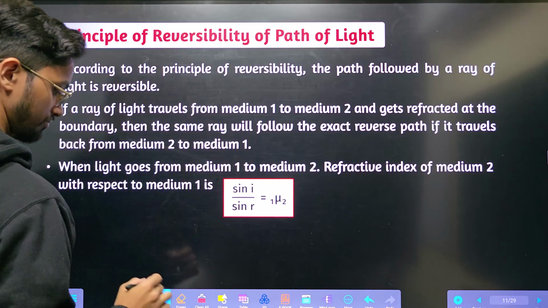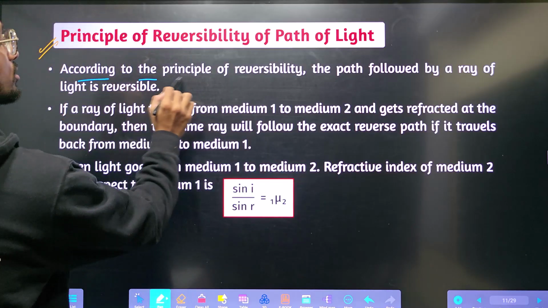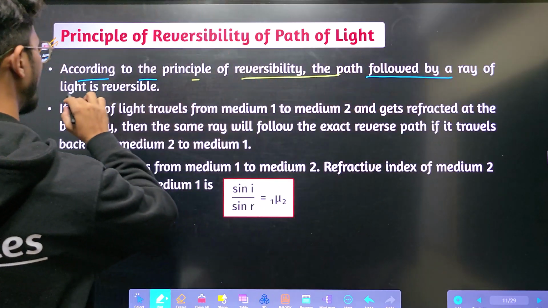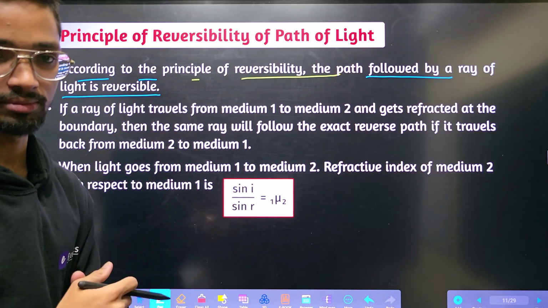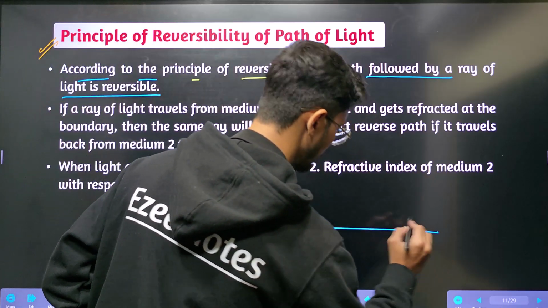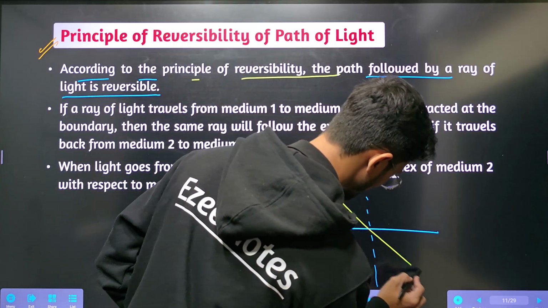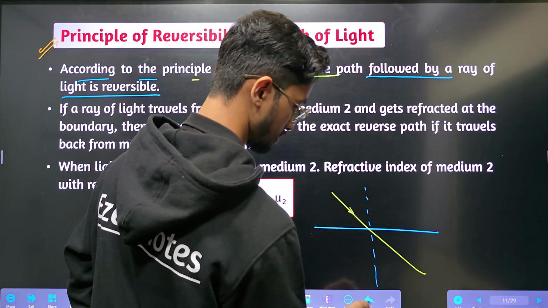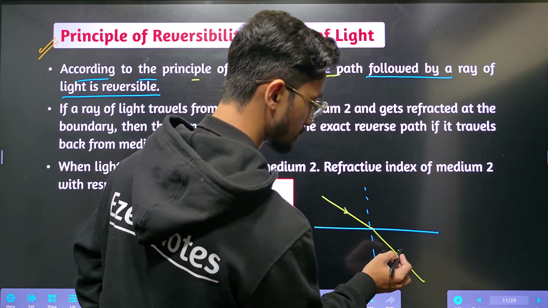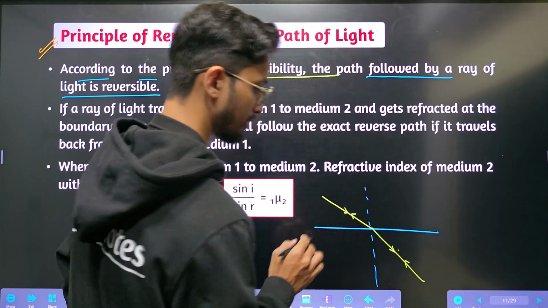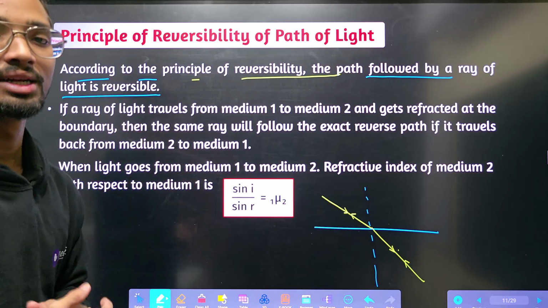Principle of reversibility. What do you mean by the principle of reversibility? According to the principle of reversibility, the path followed by a ray of light is reversible. It comes back in the same line. See, this is a boundary and this is the normal. If the ray of light passes like this, it can pass like this as well. It will go this way and come back the same way. This is nothing but the principle of reversibility. It comes back in the same direction.